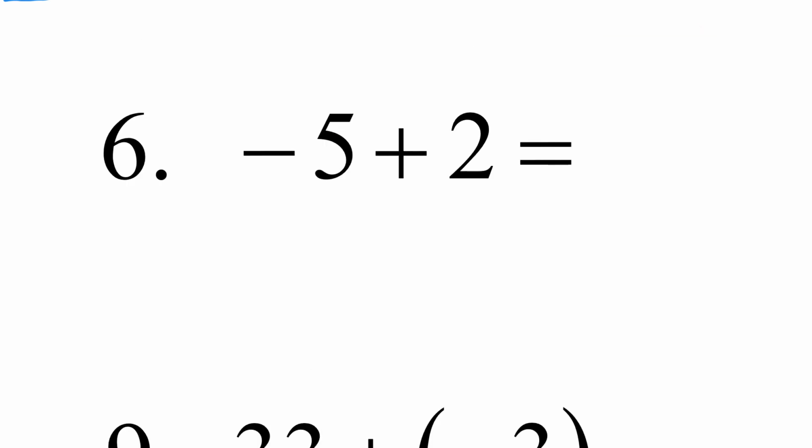Number 6 has a -5 plus 2. So first of all, let's understand the problem here. You guys have a sign on the left side, a -5, and the 2 has a plus on the left side. So that's a +2. So let's go ahead and put the boxes.